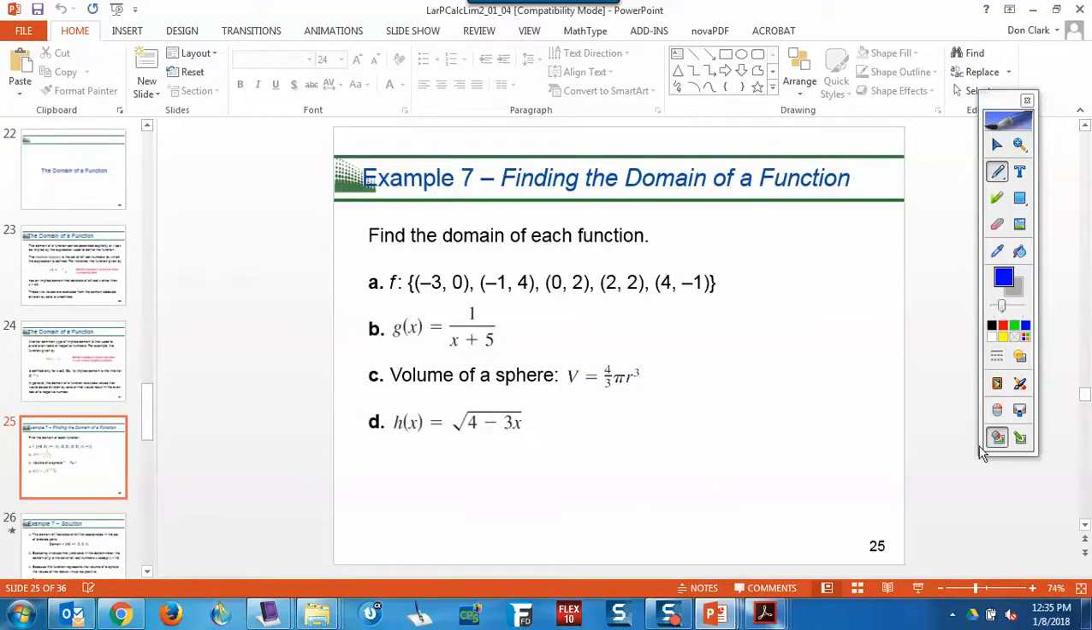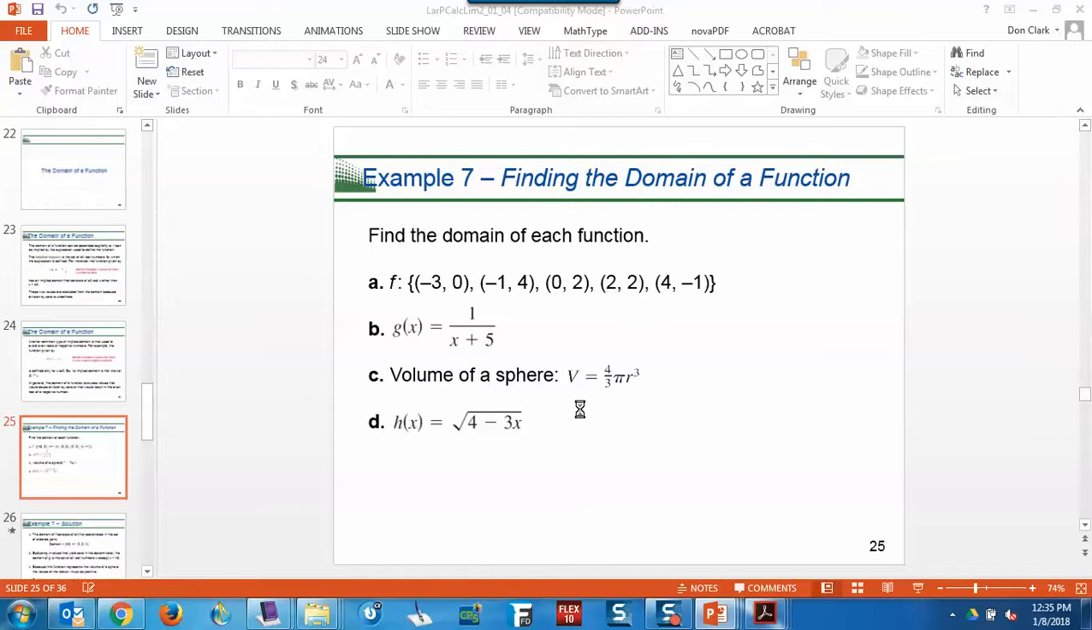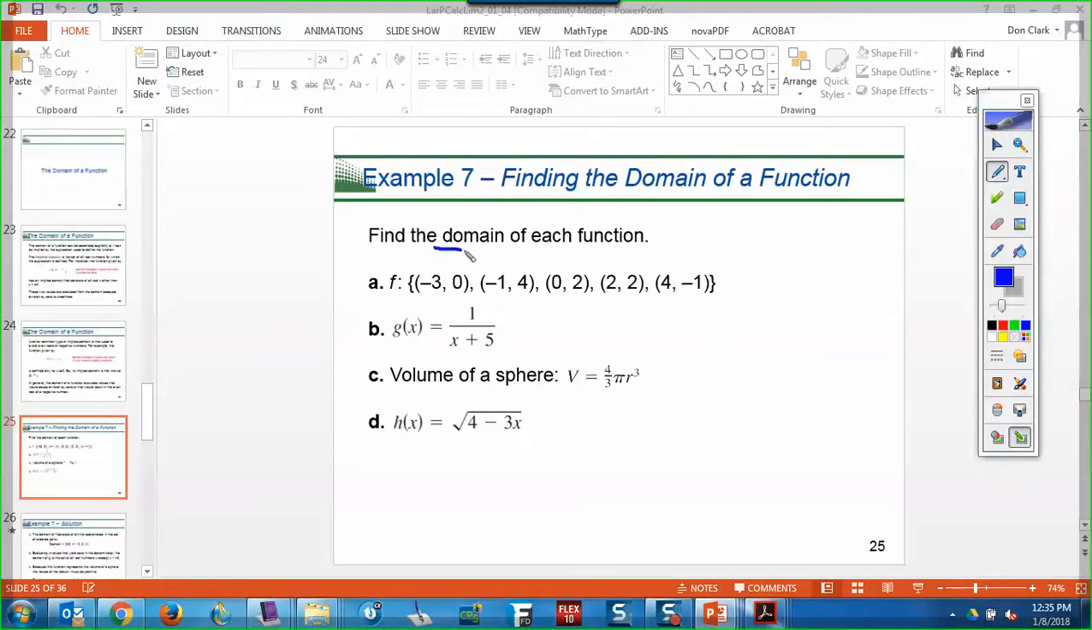So let's just talk through these right here real quick. And if you want to jot them down, you can. It's up to you. But you're going to have some homework problems like this. Find the domain of this function. So you're going to have some homework problems that are going to be similar to this. Find the domain of this function. So if it's given to you like this, as a set of ordered pairs, then what are you going to say for the domain?